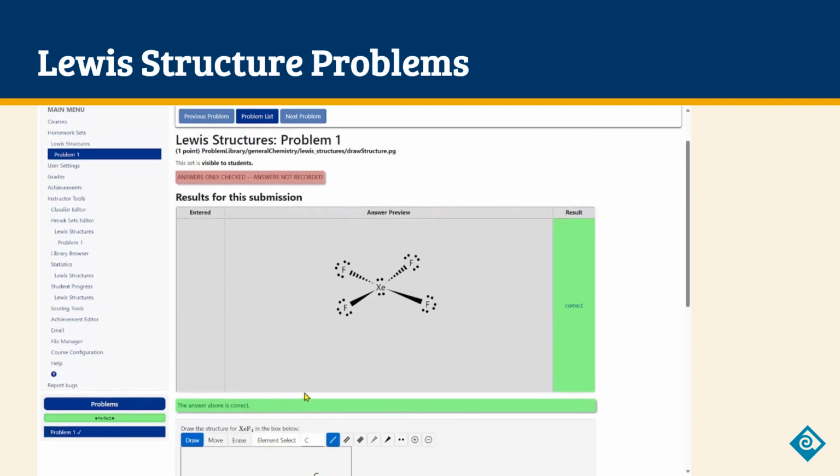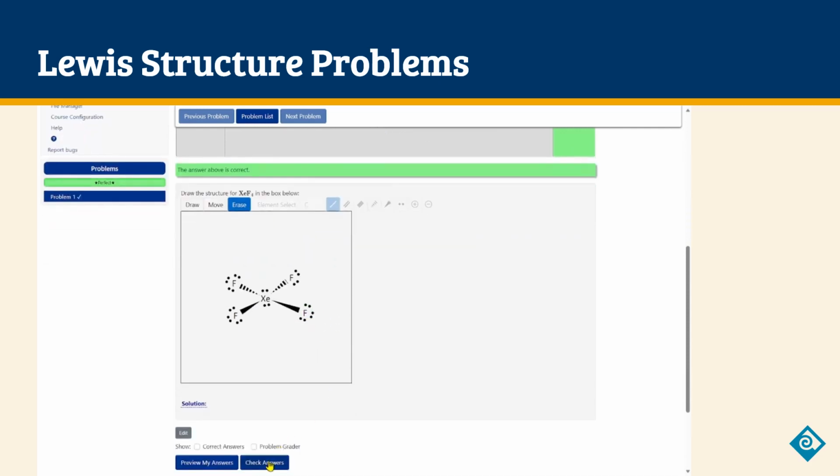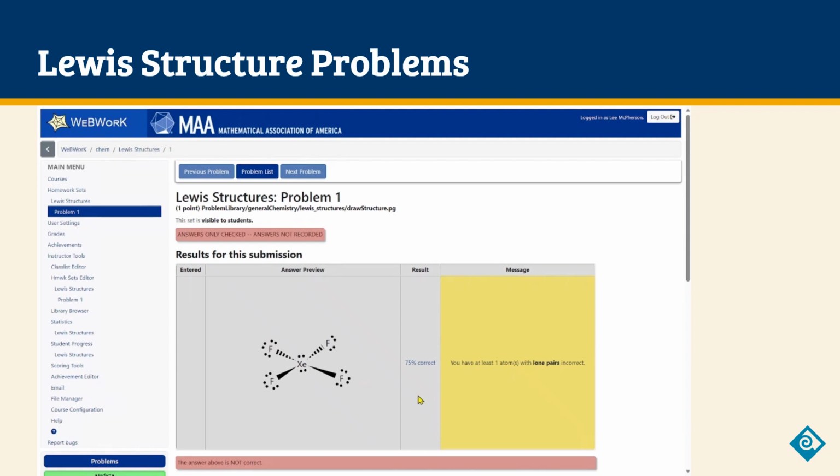If I remove just one of those lone pairs, just to show you how this system works with it, check answer. You can see that it knows that most of the structure is correct. One of the lone pairs is missing. You can adjust the grading however you like to subtract a penalty.